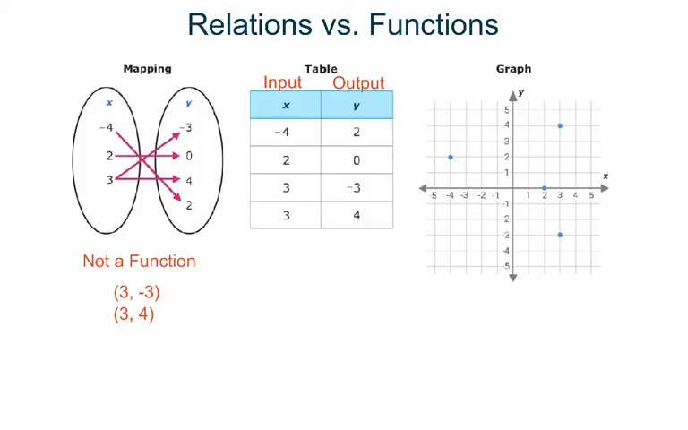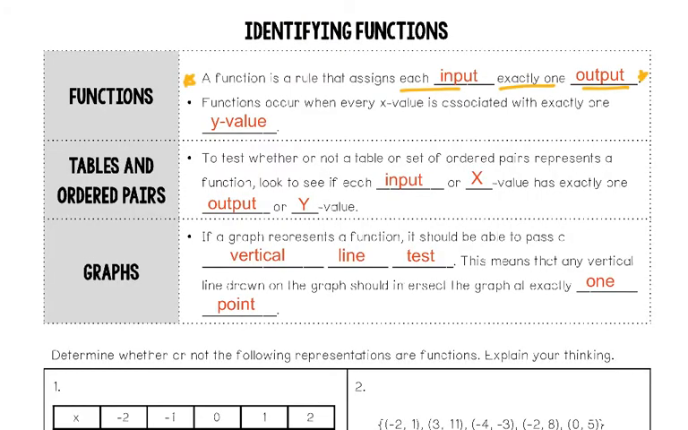Let's look at the table. We're just going to test our inputs. So we're going to go down the line, look at each input, and make sure it has exactly one output. The problem is here. Once again, the 3's have two different matches, and that's not going to work for this. So that's how we test tables and ordered pairs. We make sure that every input has exactly one output.